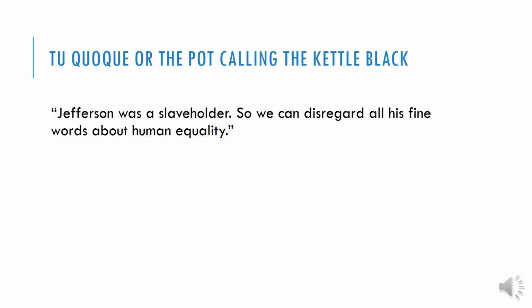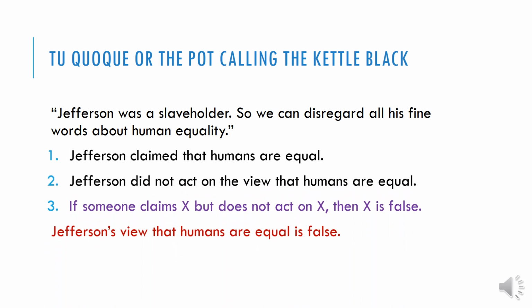Tu quoque, or the pot calling the kettle black fallacy, is a type of ad hominem argument in which we confuse hypocrisy with a bad argument. Look at this argument. Jefferson was a slaveholder, so we can disregard all his fine words about human equality. Here we're saying that Jefferson claimed that humans are equal, but did not act on that view. And so Jefferson's view that humans are equal is false.